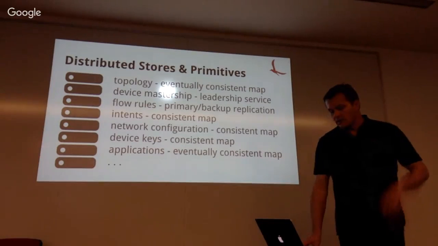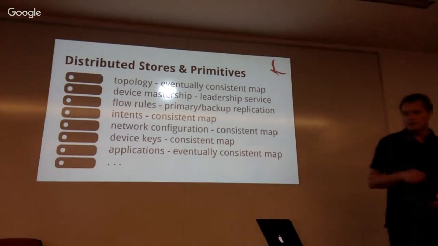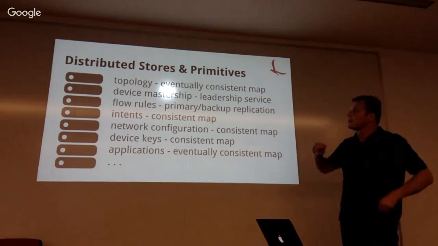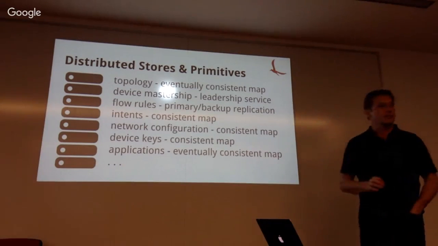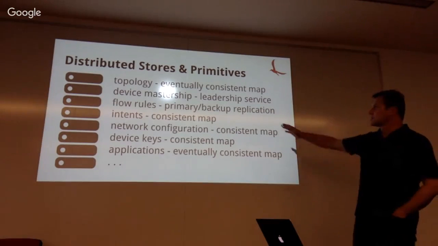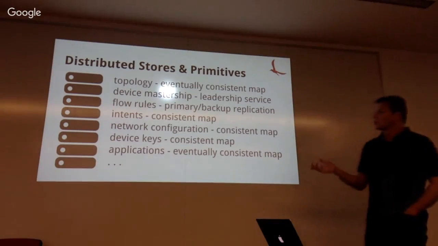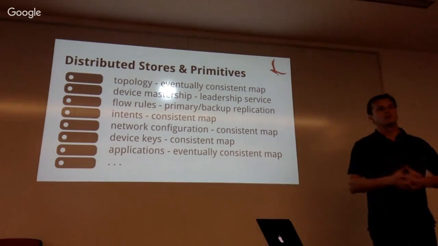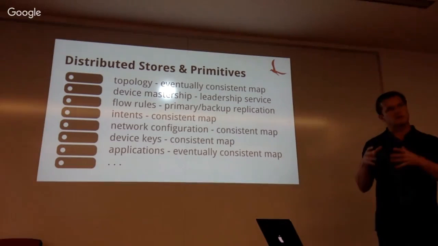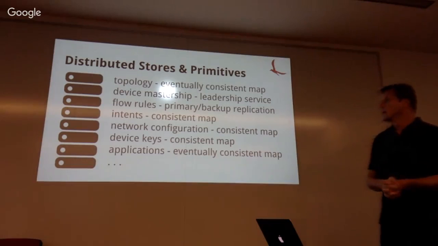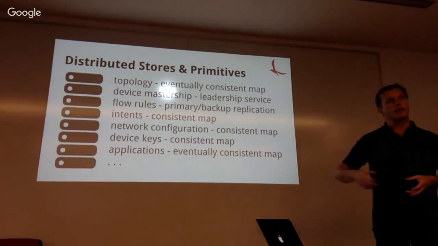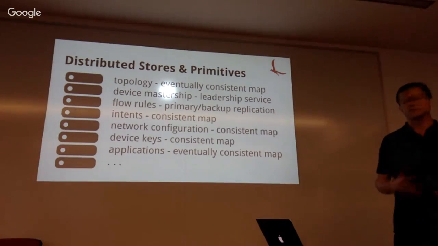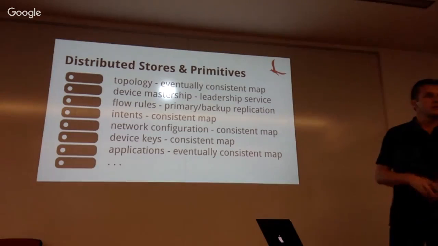So I already alluded to this, the high-level distributed stores. This is an example of the strategies that they use. All of the topology is based on an eventually consistent map. Device mastership is based on a leadership primitive. Flow rules, on the other hand, are based on a primary backup replication strategy, where the current master of the device holds the authoritative copy of the flow table, and makes sure that there is at least one backup out in the cluster that holds a copy of this table in case something happens to the master. Intents are treated in a strongly consistent fashion.